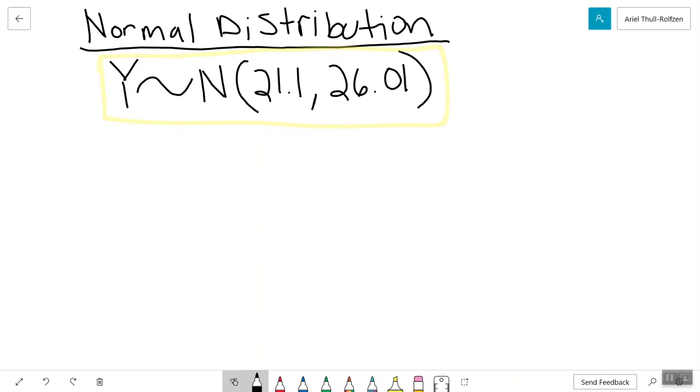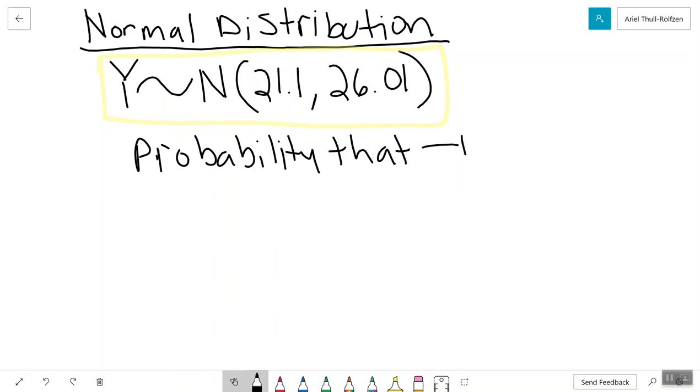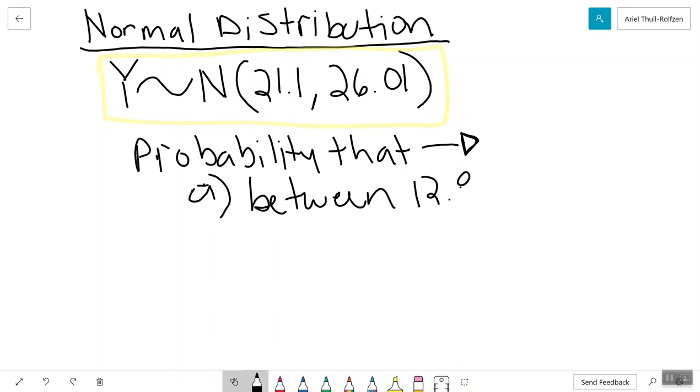So we're being asked, what is the probability that any student who took the ACT composite in 2019 scored, we're going to say probability that, what's the probability that a score is between 12.8 and 30.5.